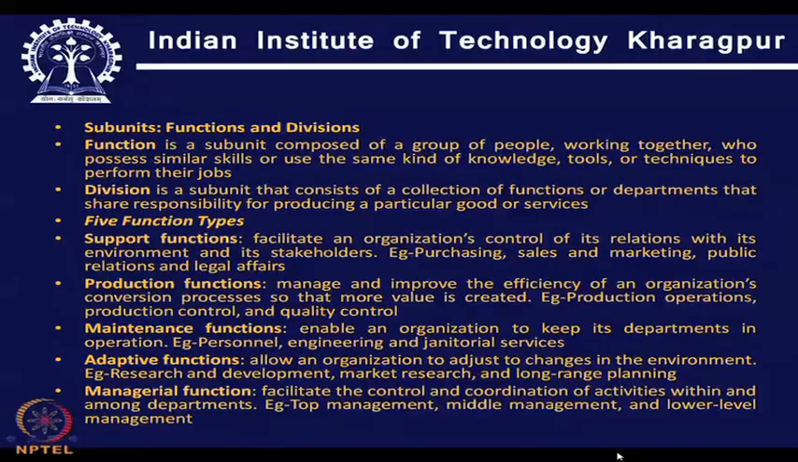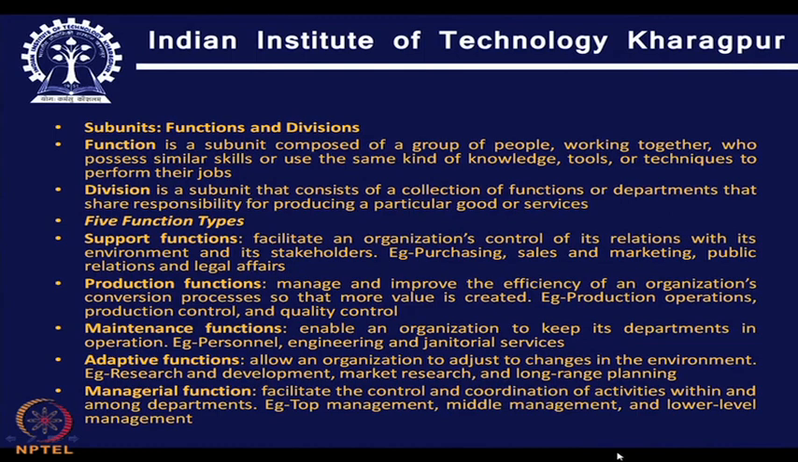Five function types are support functions, which facilitate an organization's control of its relations with environment and stakeholders. Examples are purchasing, sales and marketing, public relations and legal affairs.